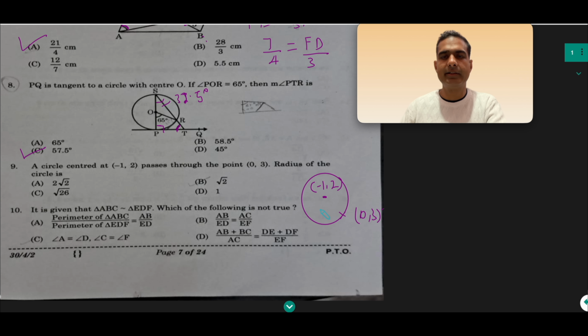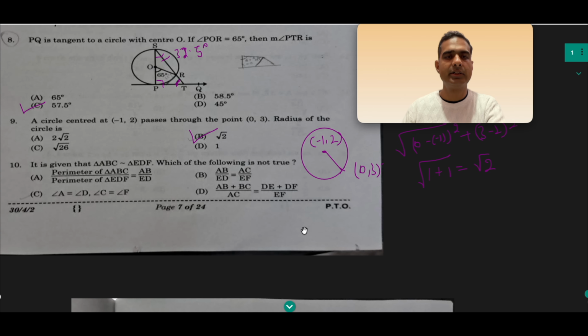and it is passing through a point 0, 3. So if we join the center to the point, then that will be the radius, and we have to find out the radius only. So we can use the distance formula to find out the radius. So if we apply the distance formula, x2 minus x1, 0 minus -1 whole square plus y2 minus y1, 3 minus 2 whole square. So it will be 1 plus 1 square root, so that will be √2. So the option B will be your answer. So this was the simple question based on the application of the concept of circle.